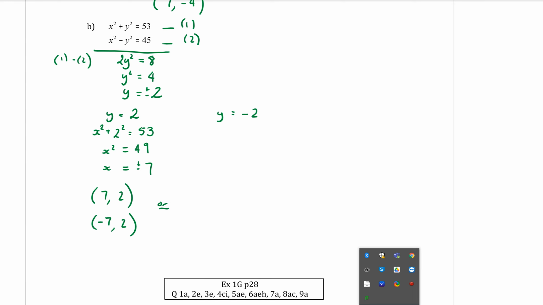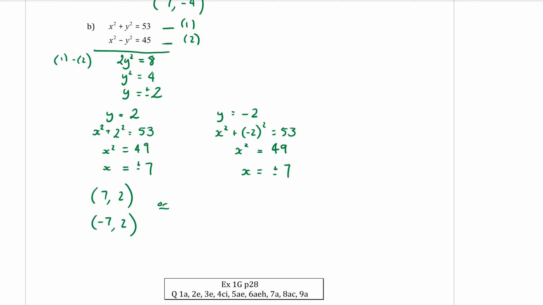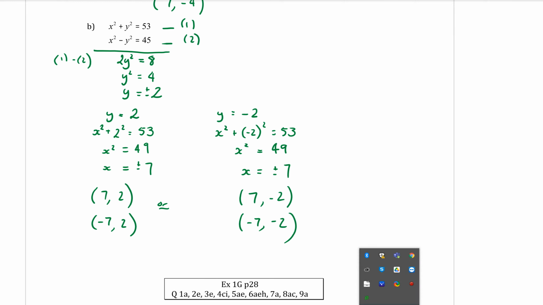Let's do the other one. Let's do minus 2. Subbing into that first equation again, we get x squared plus minus 2 squared equals 53. Again, minus 2 squared is going to make a plus 4, so we're going to get x squared equals 49, and we get x is equal to plus or minus 7 again. But that means x equals a plus 7, y equals a minus 2, x equals a minus 7, y equals a minus 2. So there's 4 points of intersection. What a fabulous question.